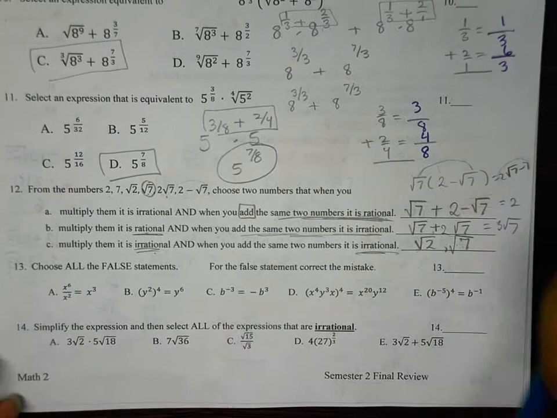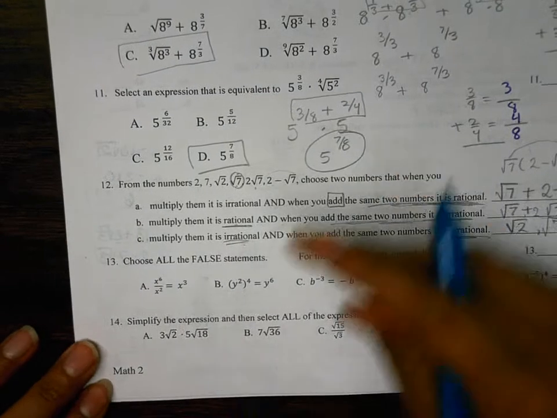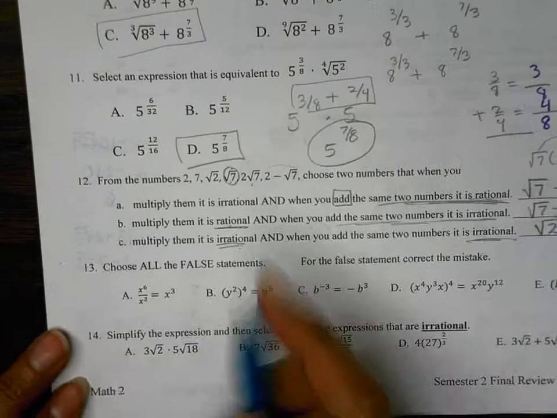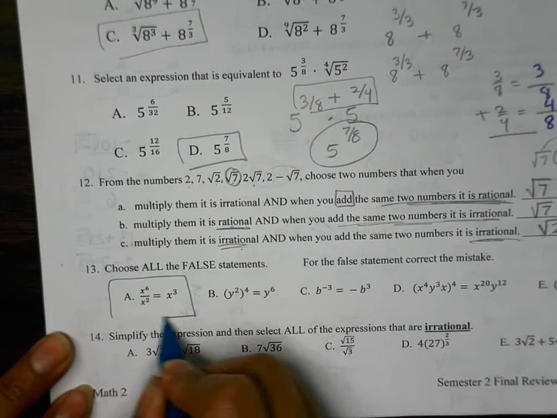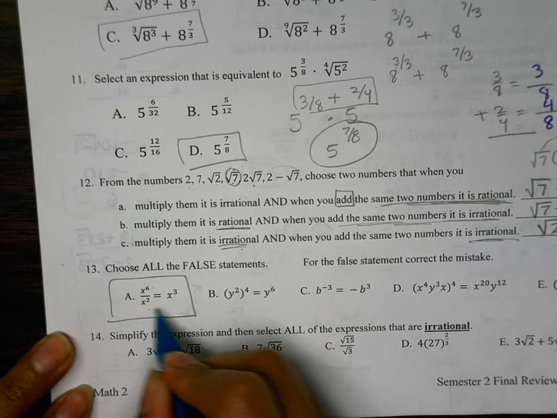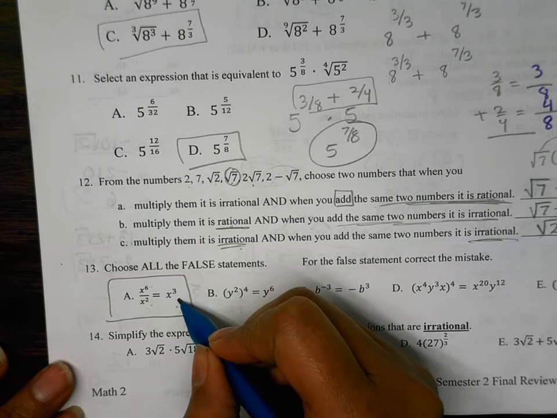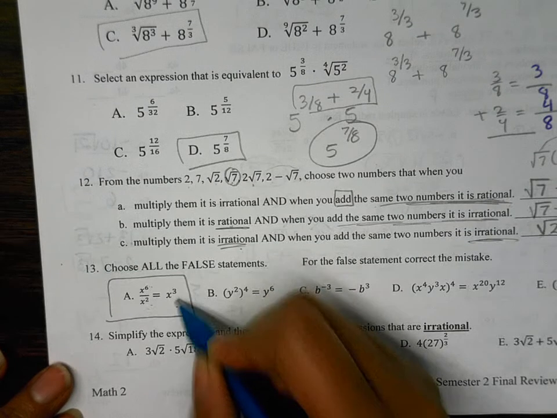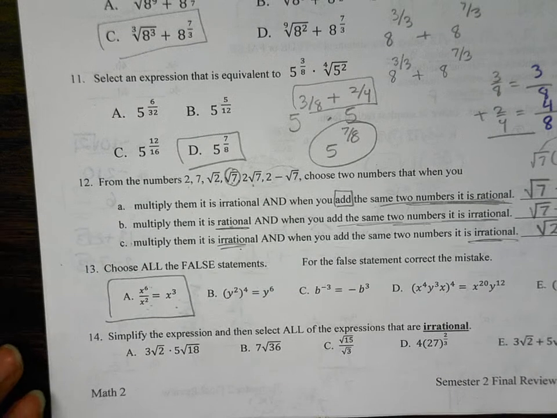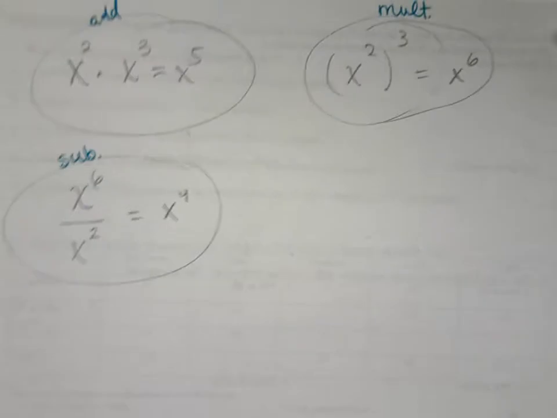Okay. First one, true or false? Oh, it's false. What mistake did the kid make to get x to the 6 over x squared to equal x cubed? They divided. 6 divided by 2 is 3. Is that what they should do? Yeah. Wait, no. They should subtract.